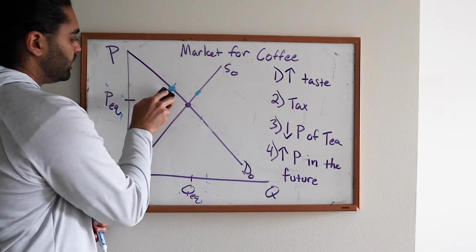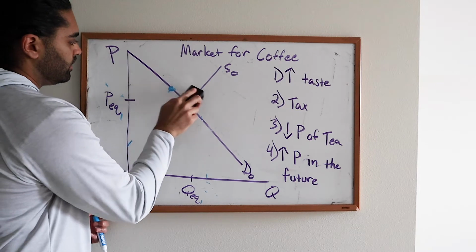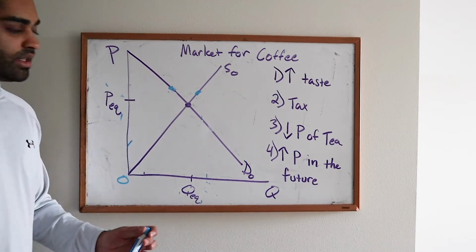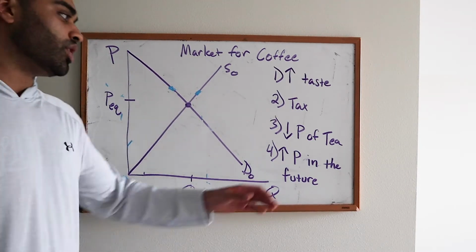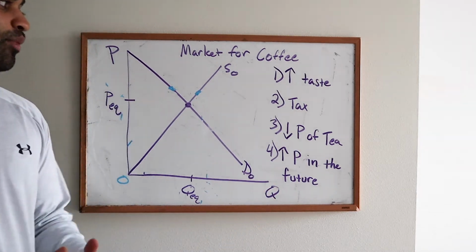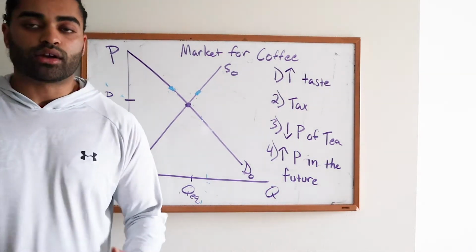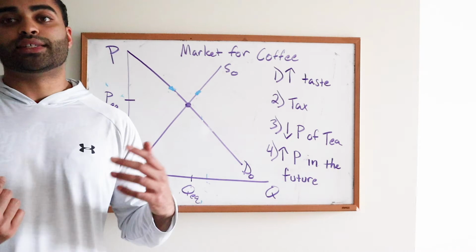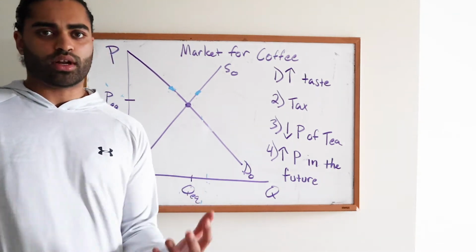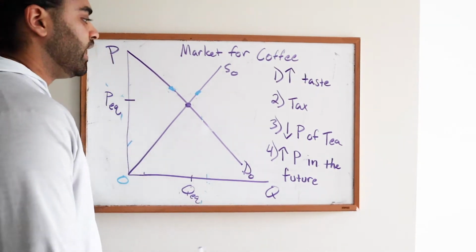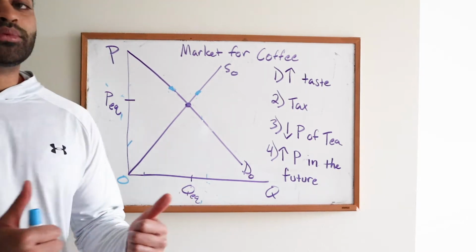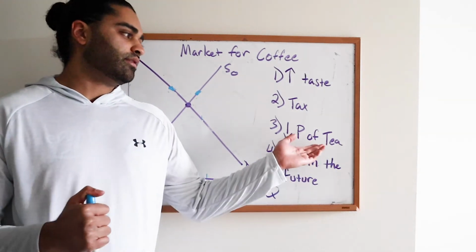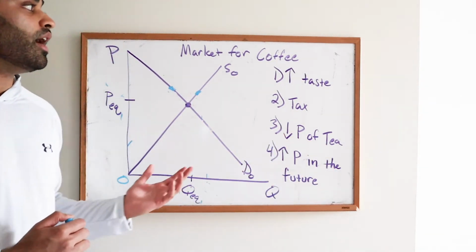So the third one is there's a decrease in the price of tea. So I don't have it written up here, but we're going to assume that tea and coffee are substitutes. You can consume either and you'll still get the same amount of benefit or happiness, whatever you want to look at specifically. So if there's a decrease in the price of tea and they're substitutes, now basically tea is seen to be cheaper than coffee.